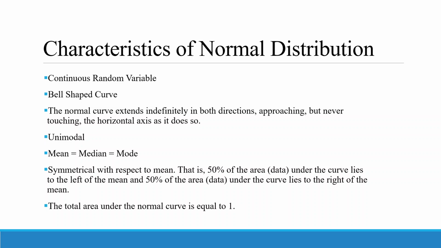Four, it is unimodal. Five, in this case, mean is equal to median is equal to mode. It is symmetrical with respect to the mean. That is, 50% of the data lies on the left side of the mean and 50% of the data lies on the right side of the mean. The total area under the normal curve is equal to 1. So these are some characteristics of normal distribution. But we will have to evaluate it with some methods.